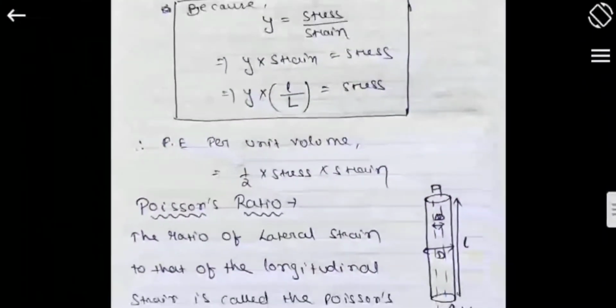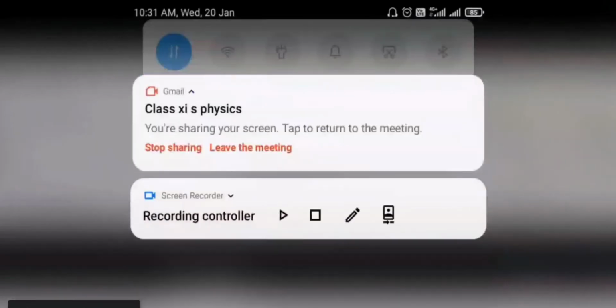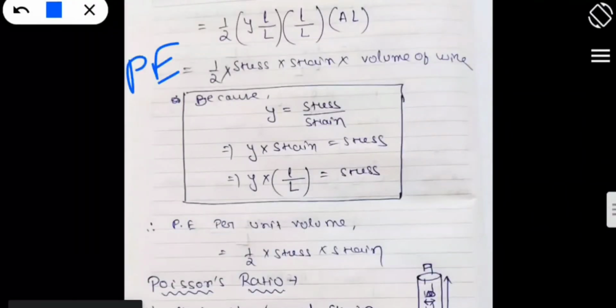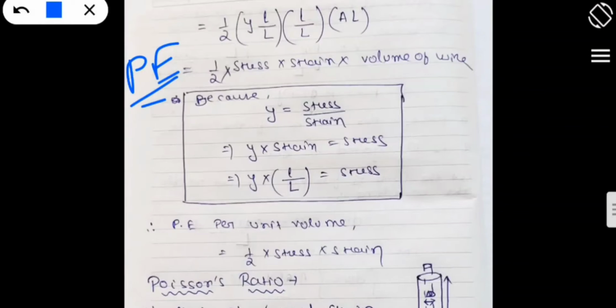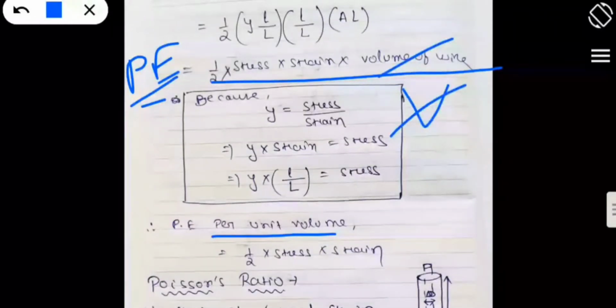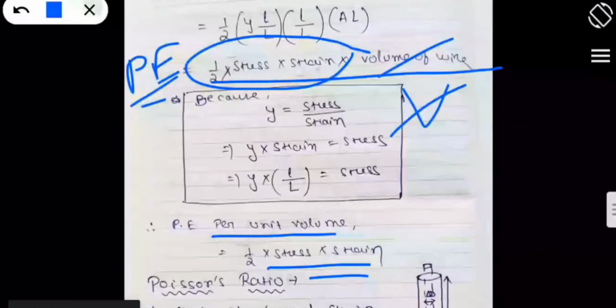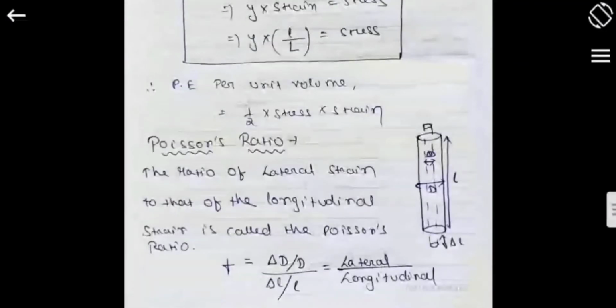Now if I find potential energy per unit volume, this is what energy exactly? Potential energy, because it is being stored in the wire if you do the work, right? So potential energy stored in the wire per unit volume means the volume will be divided here. So this volume and this volume will be cancelled. So what is the answer? Half into stress into strain. Understood everyone? Say yes if you understood.